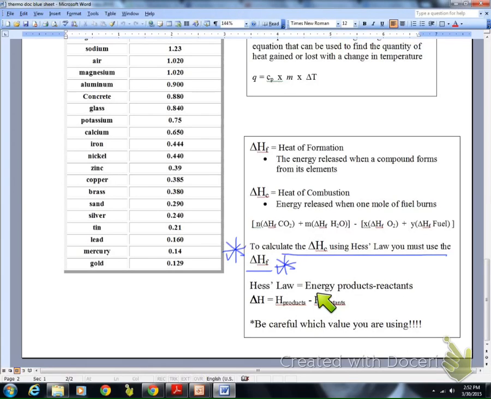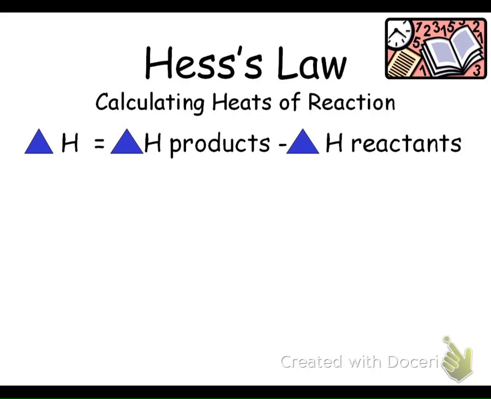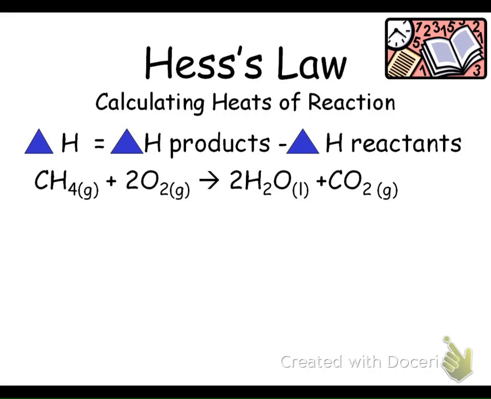So there's the equation for Hess's Law. Again, Hess's Law is the products minus the reactants, and you talked about that when we were dealing with the change in H of either an endothermic or exothermic reaction. So if we have methane here, we know that it's CH4 plus oxygen yields water and carbon dioxide.